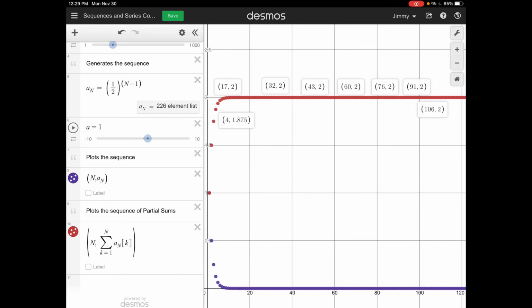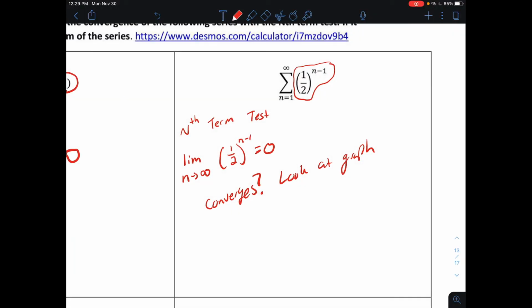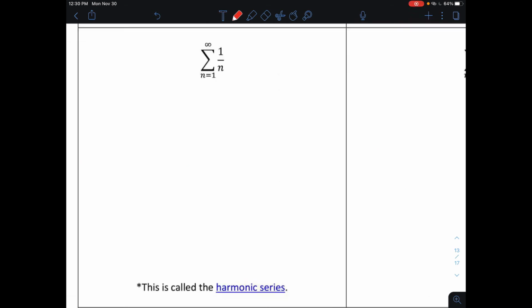So graphically, since our sequence of partial sums converges, narrows in on a certain y value, in this case 2, we can say that the series converges. So we looked at the graph and we said, yes, it converges to a value of 2. All right, let's look at this next one.